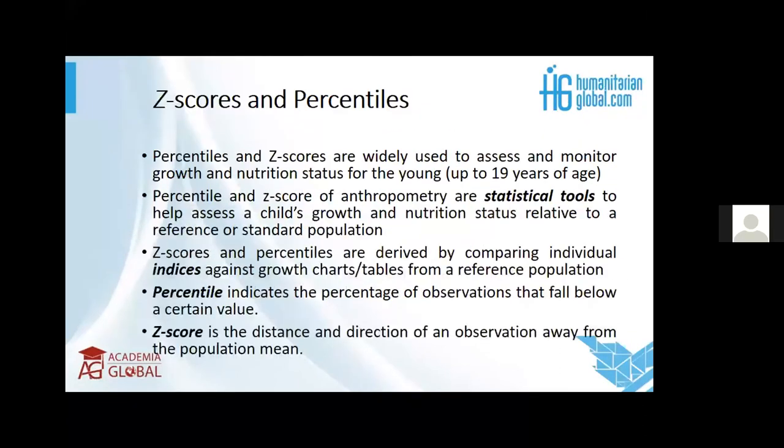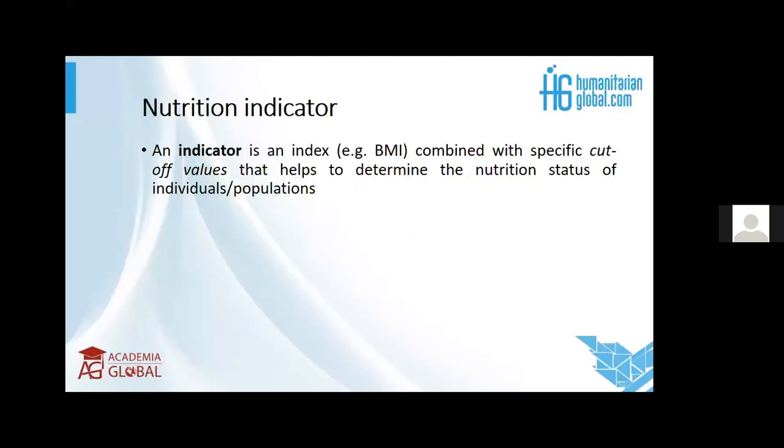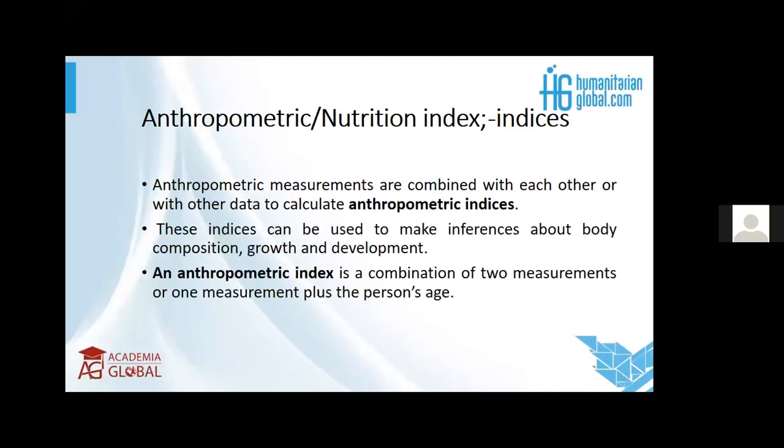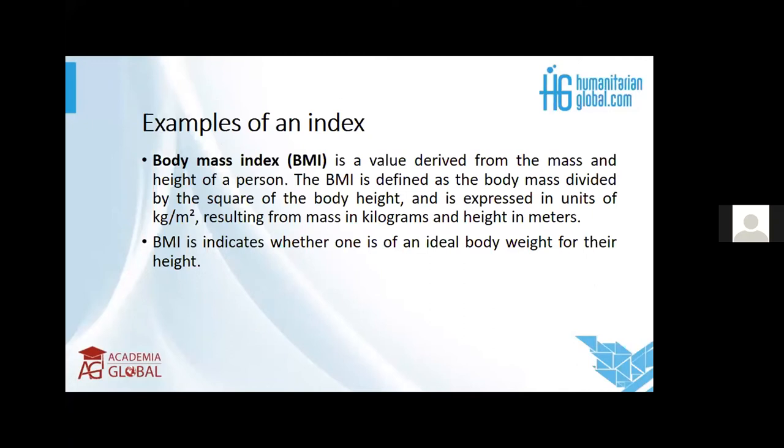Now, some of the indexes that we use are the ones I want to give as examples. And before we give the example of the index, I also want to mention a nutritional indicator. Now that we have said an index is when we combine two anthropometric measurements and calculate some index, we have to use some cutoff points to check what the index means.